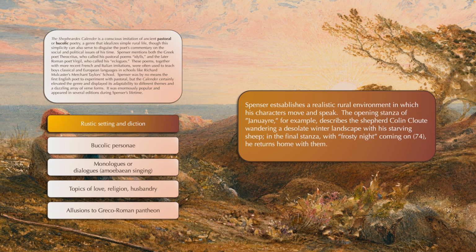And we see this right off the bat in the opening stanza of the first eclogue, January, where he describes the shepherd Colin Clout, who's wandering this desolate winter Kentish landscape with his starving sheep. And then in the final stanza, with frosty night coming on, he returns home with them. So these rustic settings and the simplified language of country folk is an essential aspect of the pastoral form.